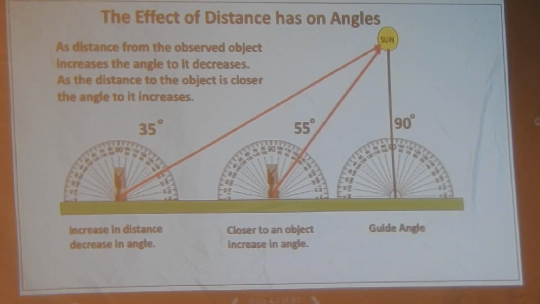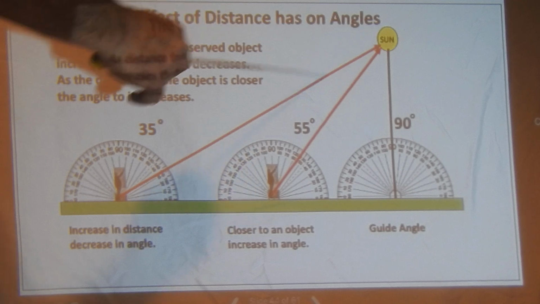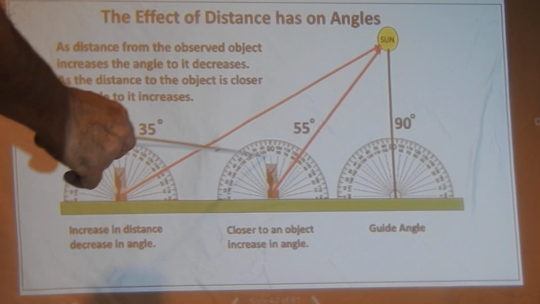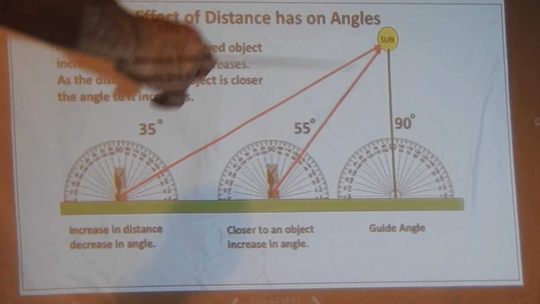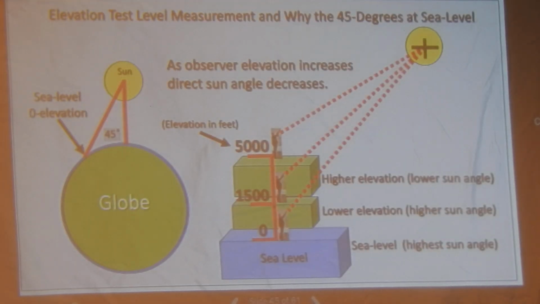And here you see the effect, because we need to understand that effect. It will affect our measured angle readings, our vertical angle readings. Here we have an observer farther out from the sun or the object, getting a 35-degree vertical angle reading. Here, the closer the observer is, the higher the vertical angle reading to the sun, and that 90-degree angle is the guide angle. And that's the effect of distance.